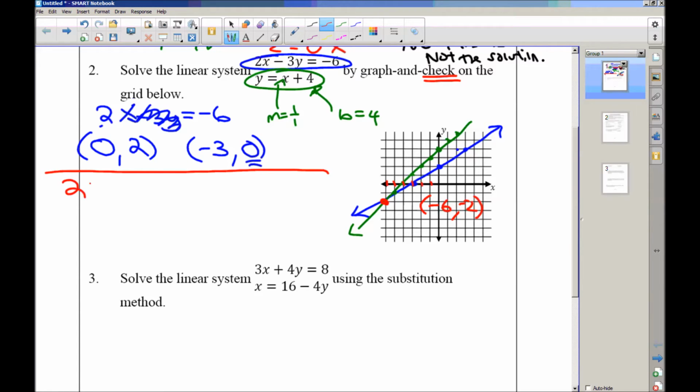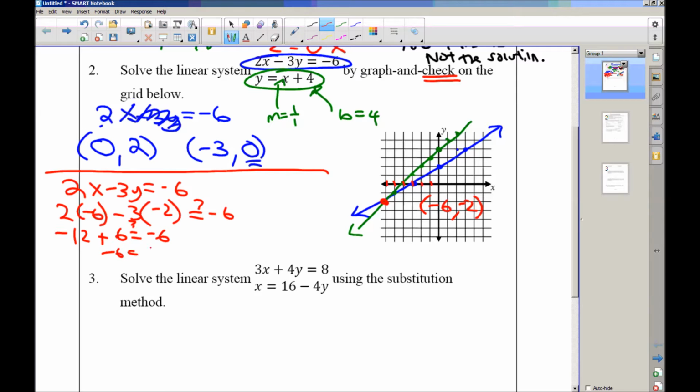Our first one is 2x minus 3y equals negative 6. I replace x with negative 6. I replace y with negative 2, and we're testing if the answer is negative 6. So this is negative 12 plus 6 equals negative 6. So negative 6 is negative 6. So it does work for the first one.